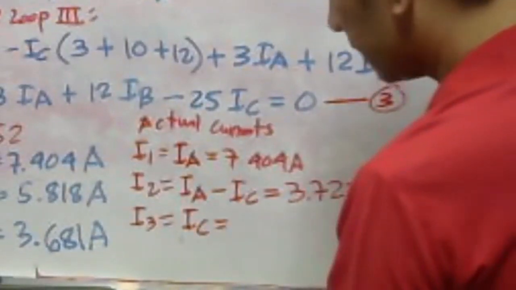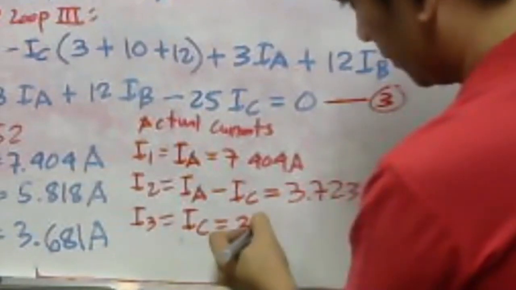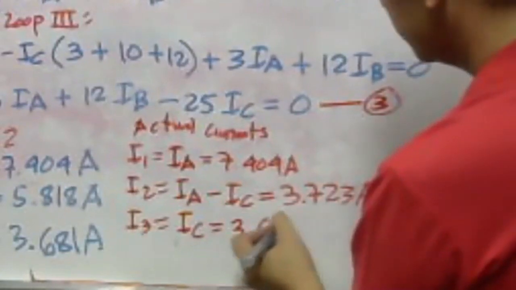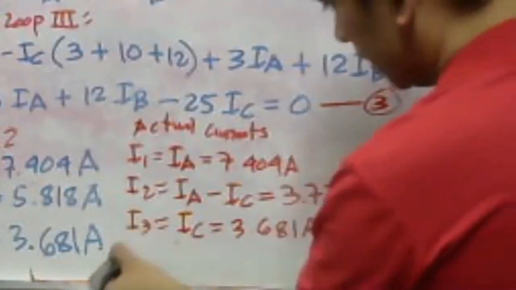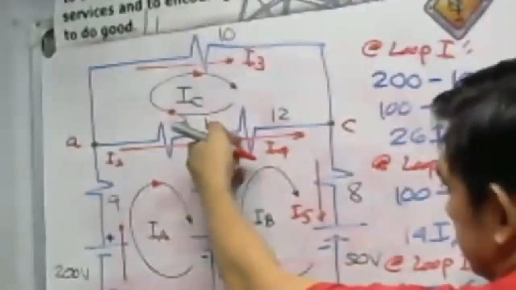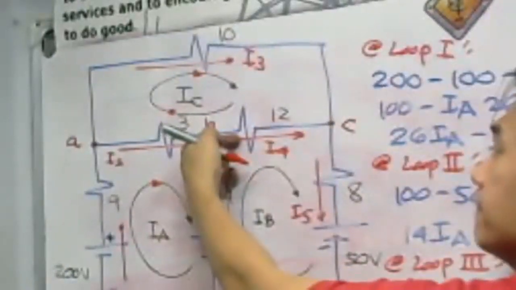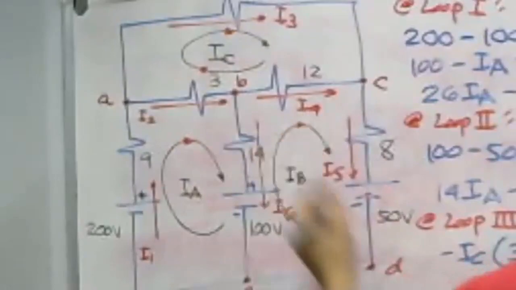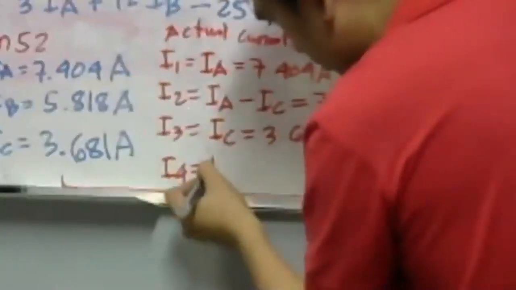What is our I3? IC, so that is 3.681 amperes. What about our I sub 4? Where is I sub 4? Here. Our I sub 4, take a look, is going to the right. I sub B is also going to the right if you trace it. Therefore, I sub 4 is simply equal to I sub B. And then, in the opposite direction, we have our I sub C here. So, therefore, minus I sub C.